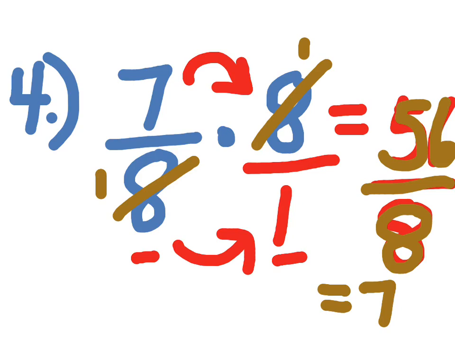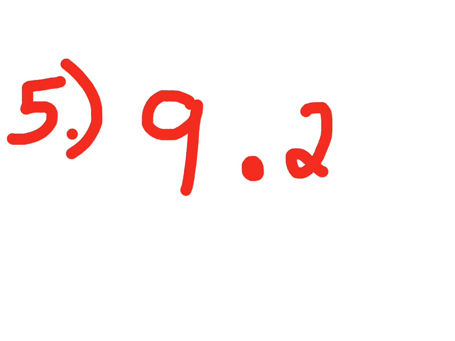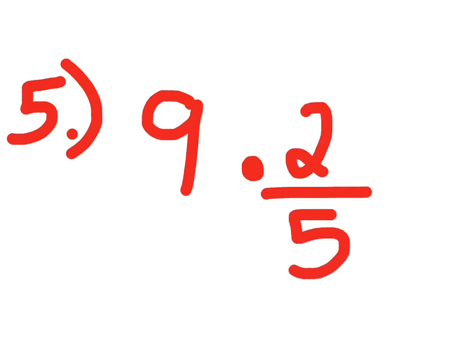What if the whole number is the first number and not the second number? Let's see about that. Let's say 9 times 2/5. So we are multiplying a whole number times a fraction. So remember, the first thing you're going to do when you see a whole number is to put a 1 underneath it to make it 9/1.